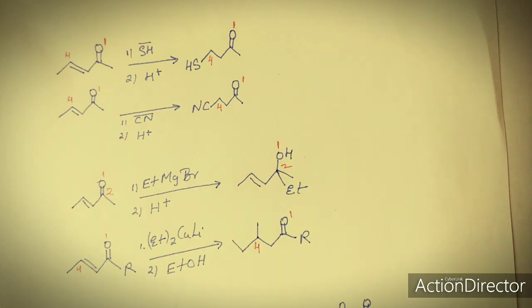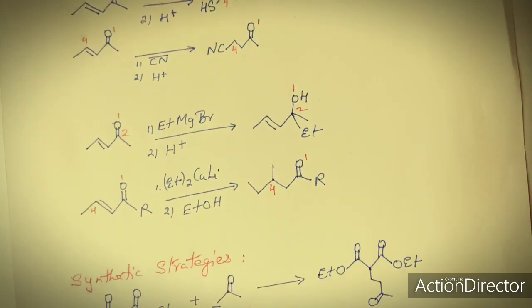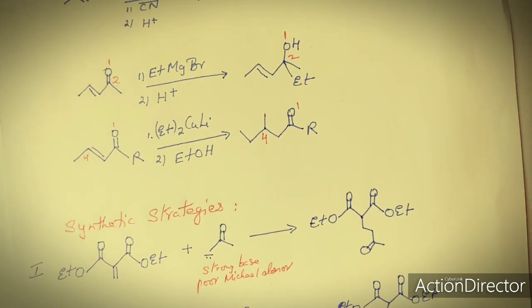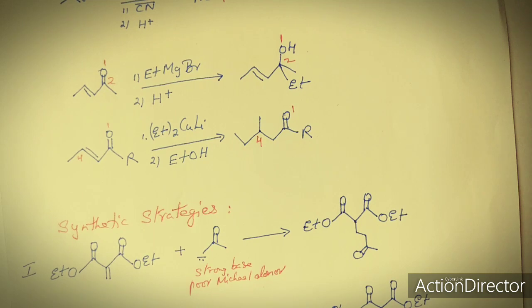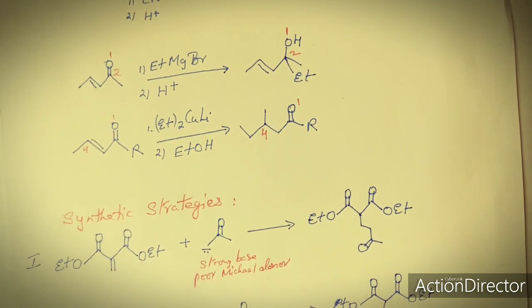Now let's try to develop the strategies for it, because we've seen what is being attacked, and in which manner: 1,2 is taking place with strong nucleophiles, and 1,4 is taking place with weaker bases or weak nucleophiles. They run parallel. Now let's see the synthetic strategy, so as to design a synthesis using this Michael reaction.